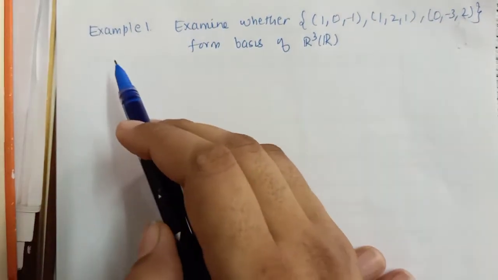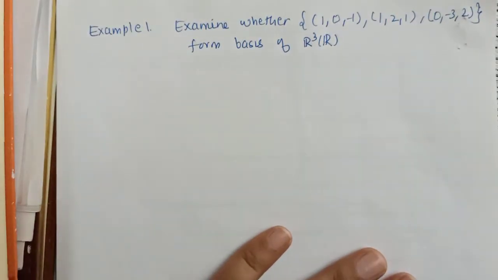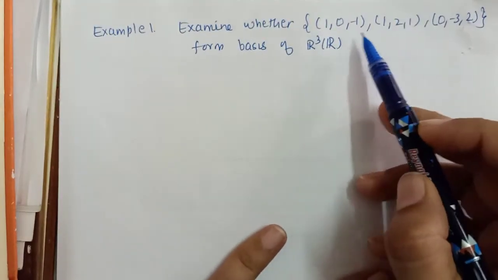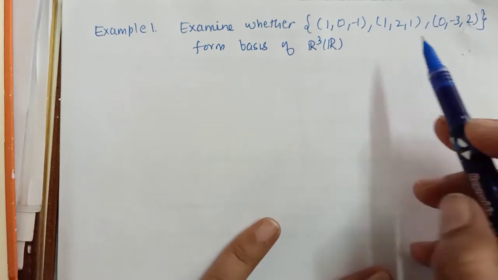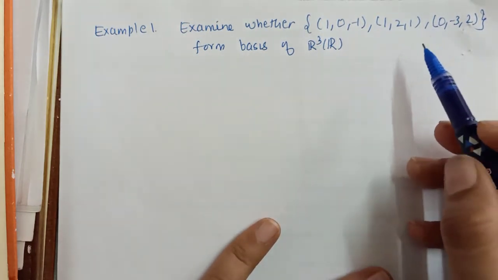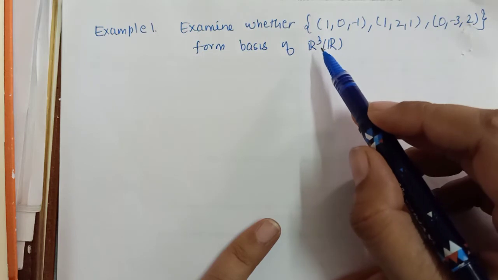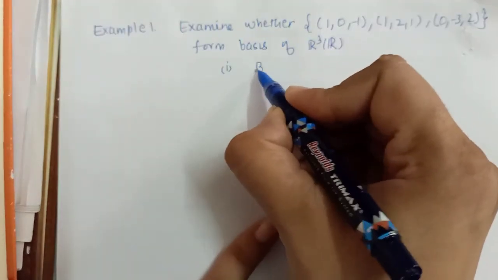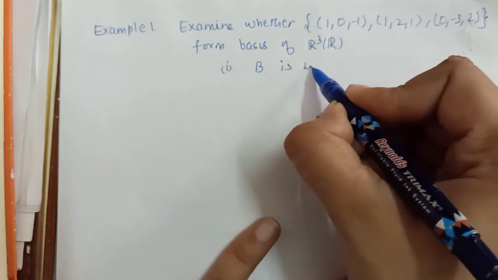Next, I am giving you a few examples of how to check whether a given set is a basis of a vector space or not. Firstly, you have to observe the number of elements given in the set. If the number of elements is exactly equal to the dimension of that space, then you only need to check the first part, that your given set is linearly independent.